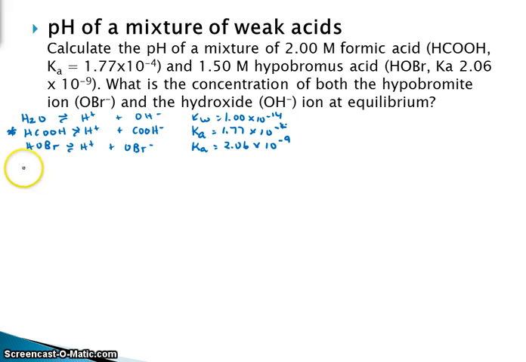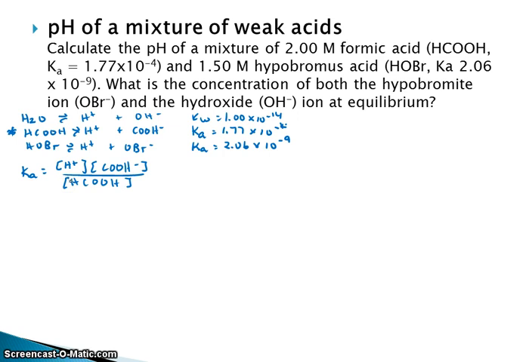So we'll go through our problems, and we're going to write our equilibrium expression for our formic acid. So we've got Ka equals the concentration of our hydrogen ions times the concentration of our formate ions over the concentration of our formic acid.